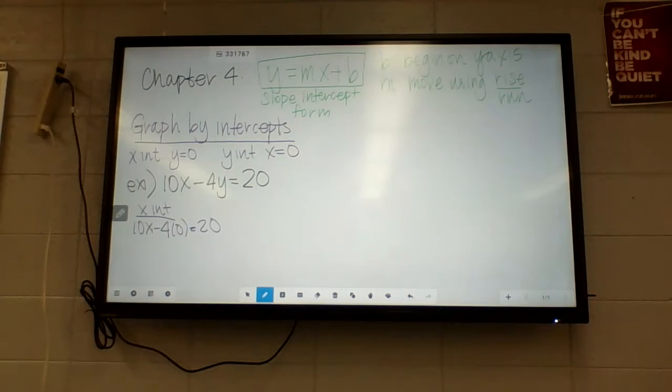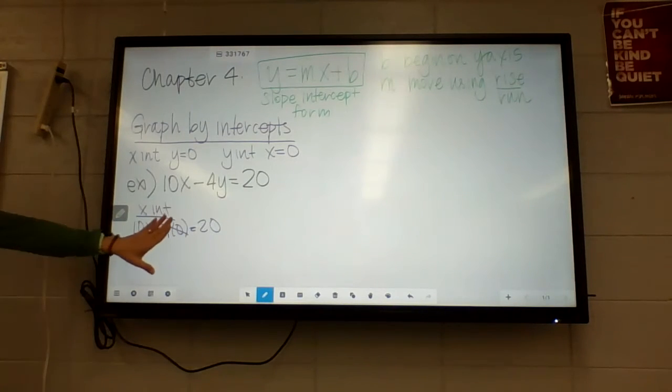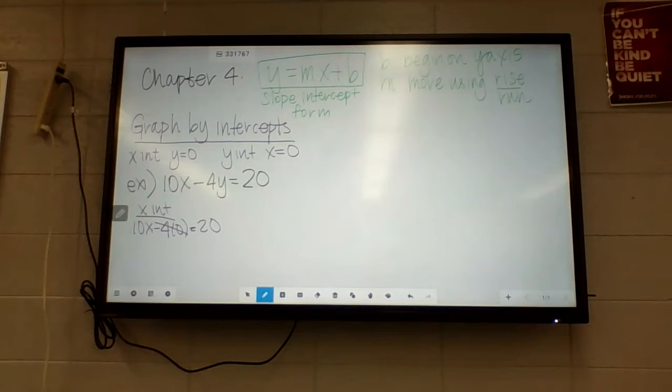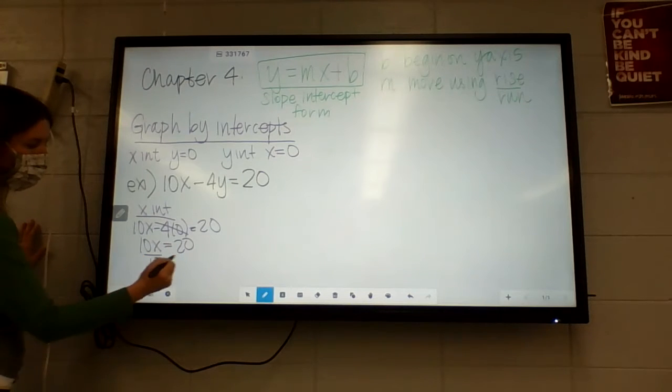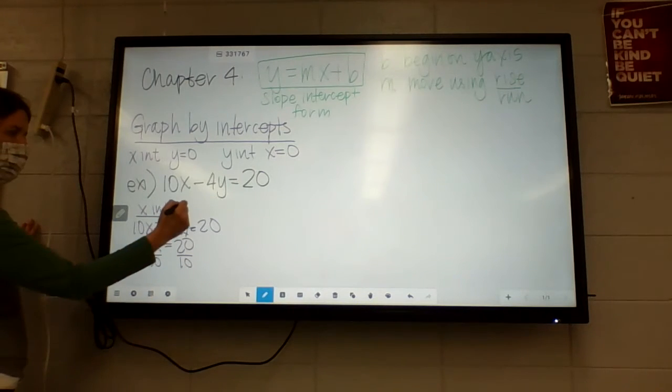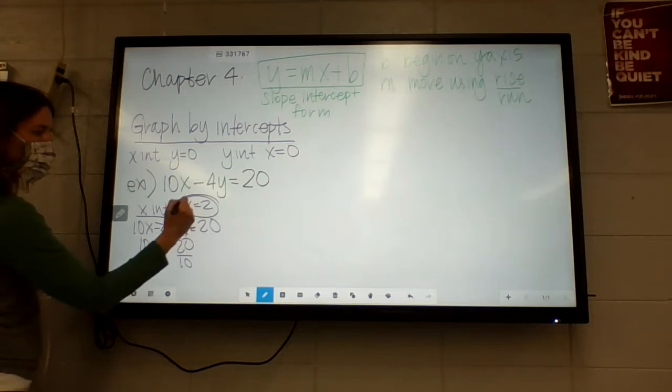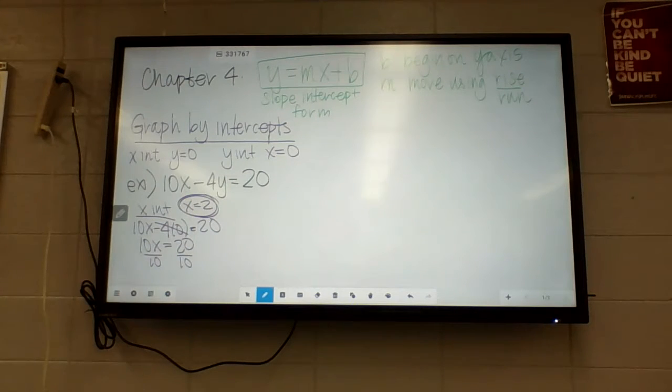What happens then is the 4 times 0 goes away. We kind of talked about this as the cover-up method, where you picture that part going away. So I get 10x equals 20, so x ends up being 2 for my x-intercept. So that's going to be a point on my x-axis.